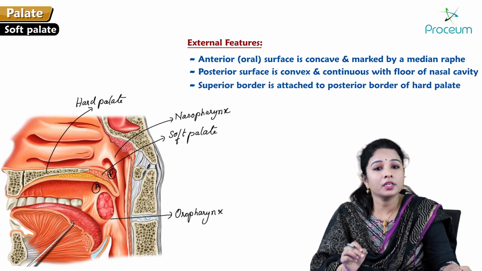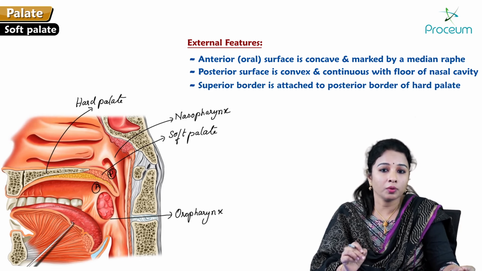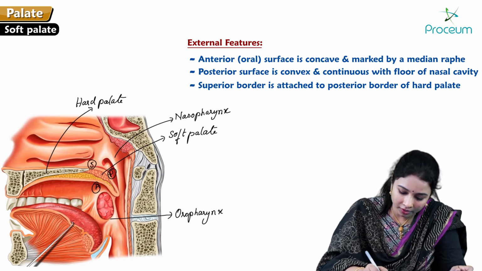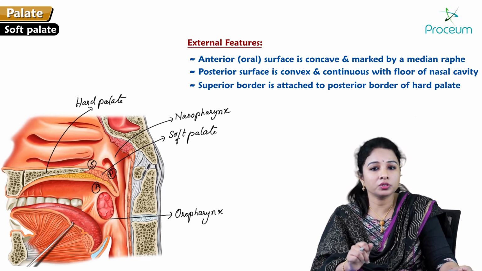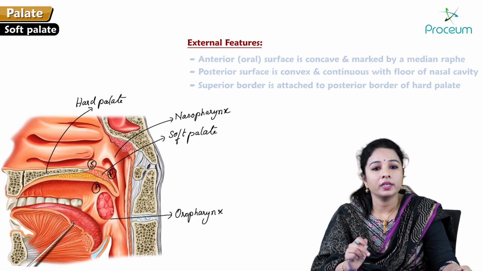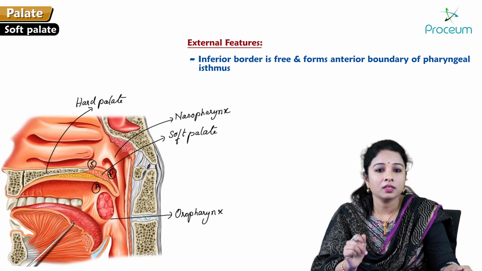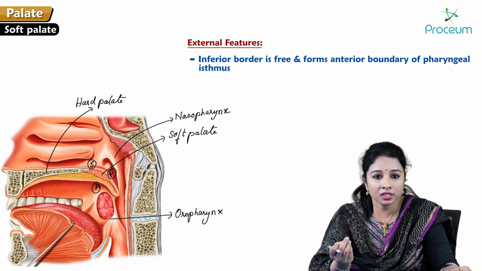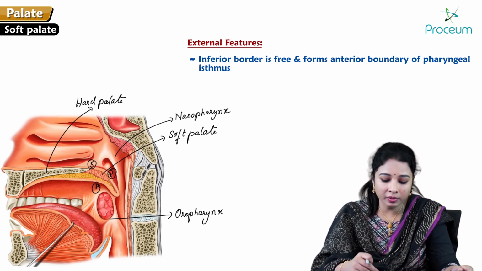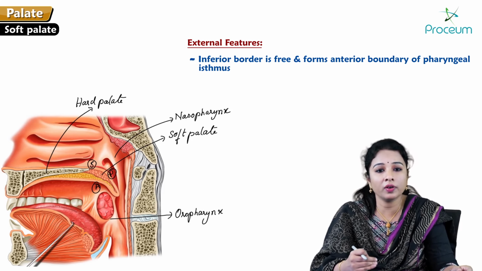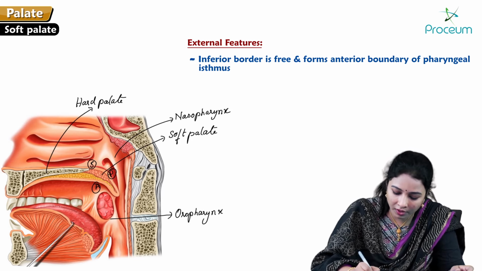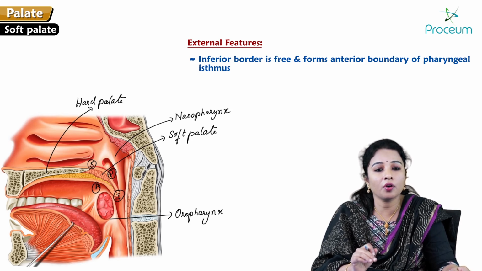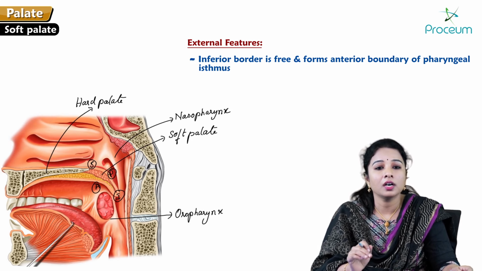And superior border is attached to the posterior border of the hard palate. So, here is the superior border which is continuous with the posterior border of hard palate, and inferior border is free and it forms an anterior boundary of pharyngeal isthmus, that is the connection between naso and oropharynx is called pharyngeal isthmus.